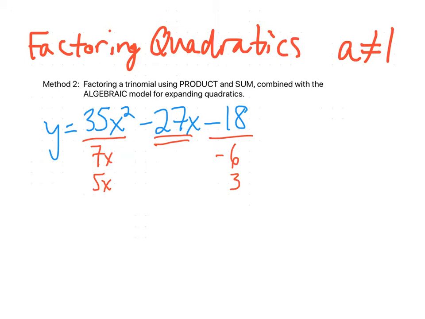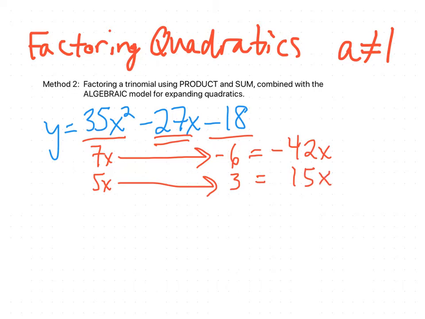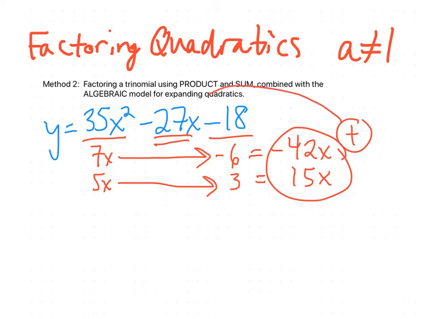Next, we need to multiply these. So if we multiply the 7 times the negative 6, and I'll explain in a second why we're doing that, we get a product of negative 42x. And 5x times 3, we get a product of 15x. And if we take these two products and we add them, will we get a sum of negative 27x? And the answer is yes, we will get a sum of negative 27x. So as a result, we found the factors which lead to products that add to equal negative 27x.